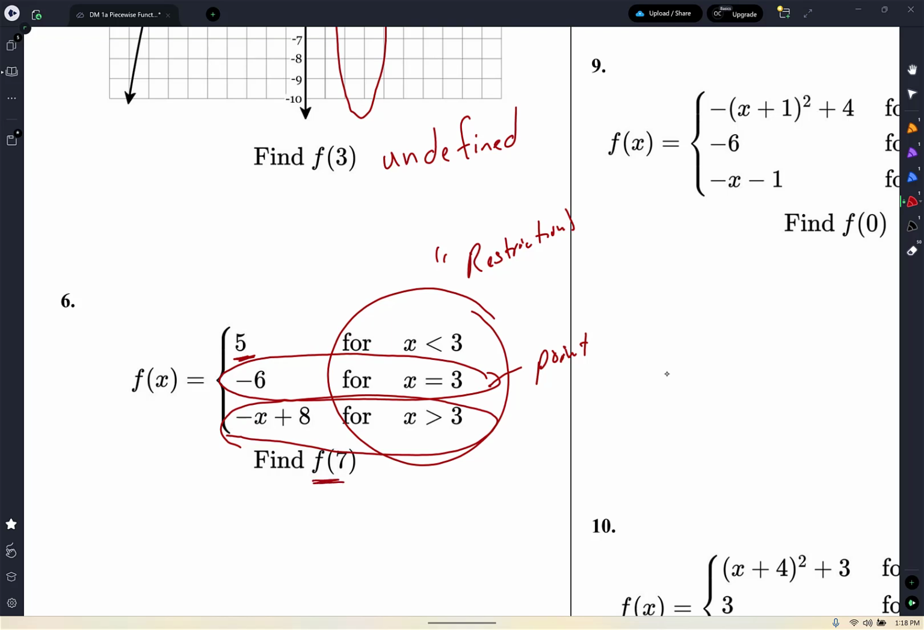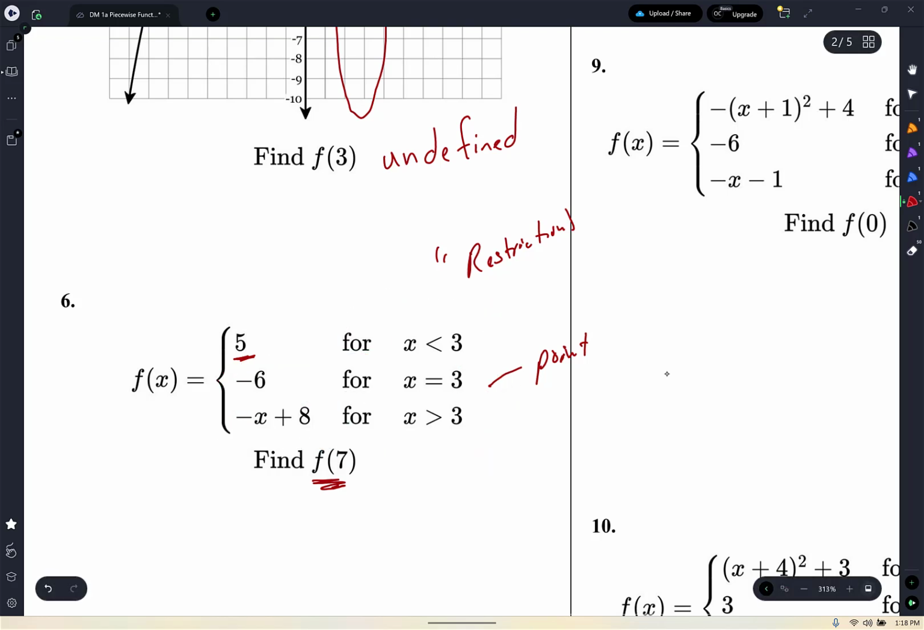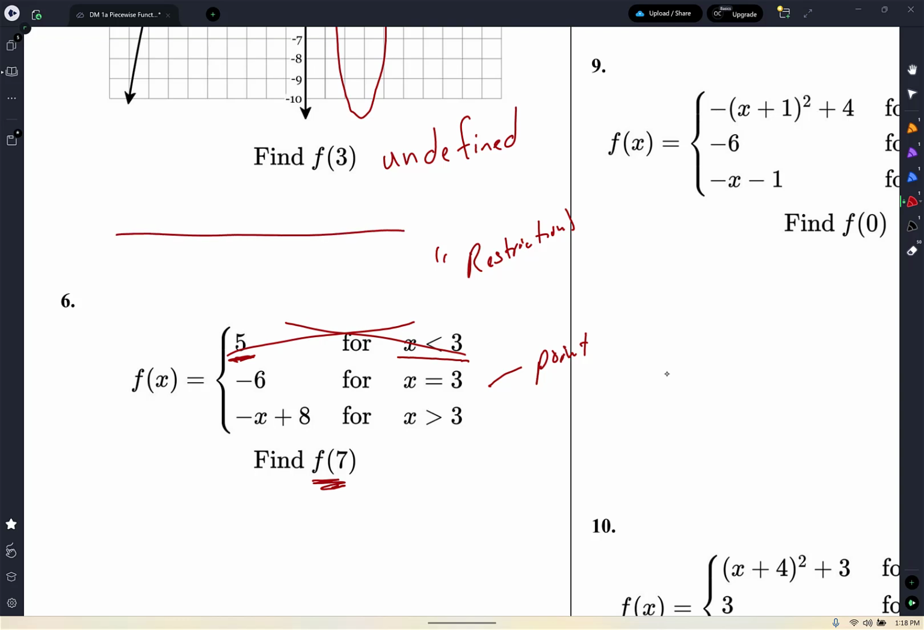This says find f of 7. Well, f of 7, let me erase all 3 of these. You're not going to look at this one up here in the top because that one says it's only 5 for values x less than 3. Remember in math, if it says less than, that means you go to the left. So x less than 3 means values like 2, like 1, like 0, negative 1, negative 2, negative 3. All those values are less than 3. I know in science, the further left you go, the magnitude goes higher.